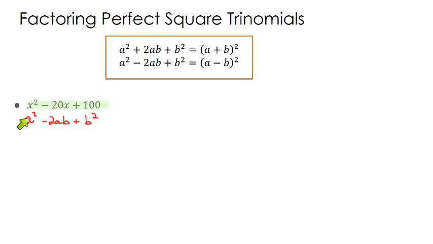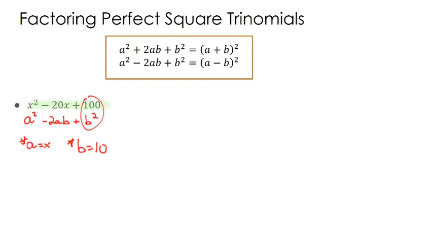For example, it looks like our a value is x. It looks like our b value, some number squared, is 100. So it looks like our b value is 10. And if I multiplied 2 times x times 10, I would get 20x. So this would all work.